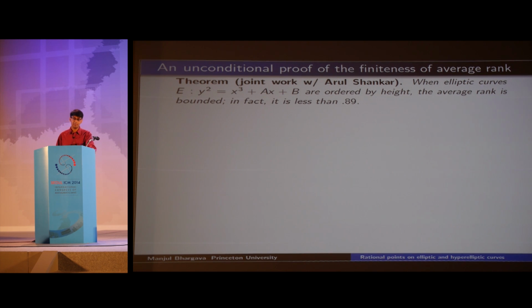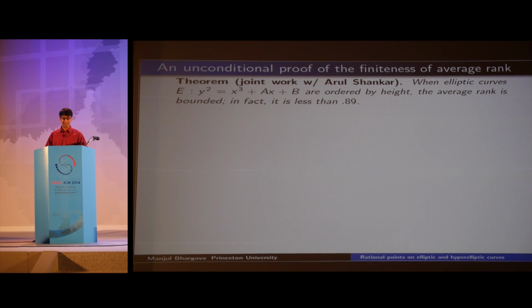And in fact, what we can now show is that the average rank is less than 0.89. And this is not assuming any conjectures now. This is unconditional. The average rank is definitely less than 0.89. It's interesting that we get 0.89 because if you looked at that graph, the graph was going up to about 0.87. Make of that what you will.